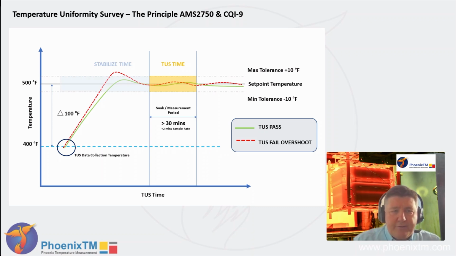You'll see there are two traces on the schematic. There's a green trace, which is a successful TUS because the temperature rises into the stabilize zone and is within tolerance and remains in tolerance for the whole of the TUS time. The red trace is a fail because, as you can see, as it goes into the stabilized zone, there is what we refer to as an overshoot, where the maximum temperature of the red trace exceeds the upper limit of the acceptable tolerance band, which would be 510 degrees Fahrenheit.